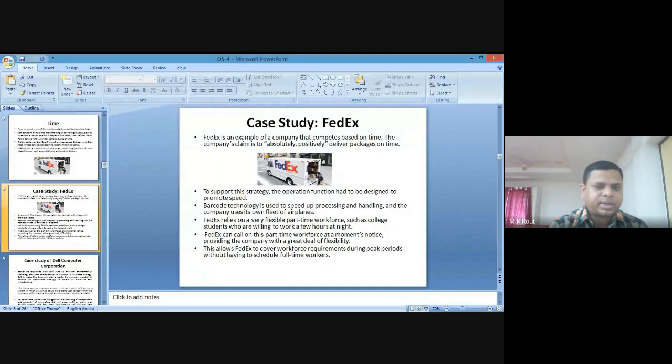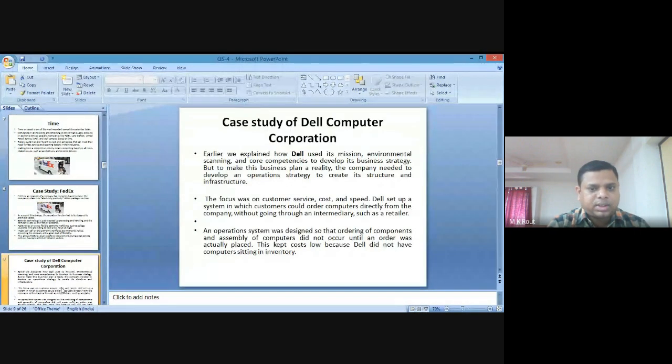So these are the operational strategy, especially with reference to delivery of packages by FedEx companies. Moving to the next one, this is another case study of Dell Computer Corporation. Earlier we explained how Dell is very famous for its mission, environment scanning, and core competency to develop business strategy. But to make the business plan a reality, the company needs to develop an operation strategy to create its structure and infrastructure. So how will the structure and infrastructure be focused through the operational strategy?